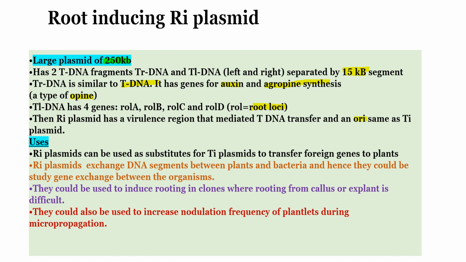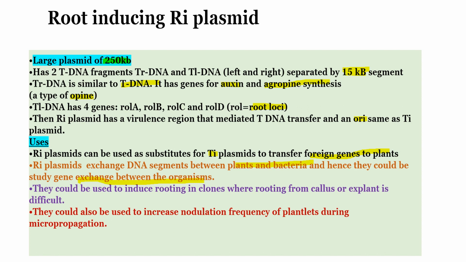What is the use of this RI plasmid? The RI plasmid can be used as a substitute for the TI plasmid to transfer foreign genes into the plants. And the RI plasmid can also exchange DNA segments between plants and bacteria, and hence it could be used to study gene exchange between the organisms.